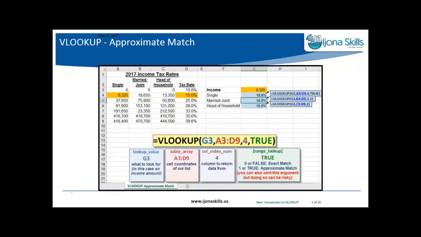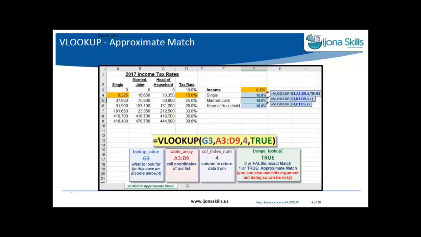All right, so with an approximate match, that's where we don't have an exact match, and we're going to find the closest match without going over. So we have the same 4 arguments. We have our lookup value, which in this case is going to be an income amount. We have our table array, which will be the cells that we want to look at, and the column index number. What's different, though, is that instead of specifying the word false, we're going to put the word true. Now, there are actually 3 different ways to indicate that we want an approximate match.